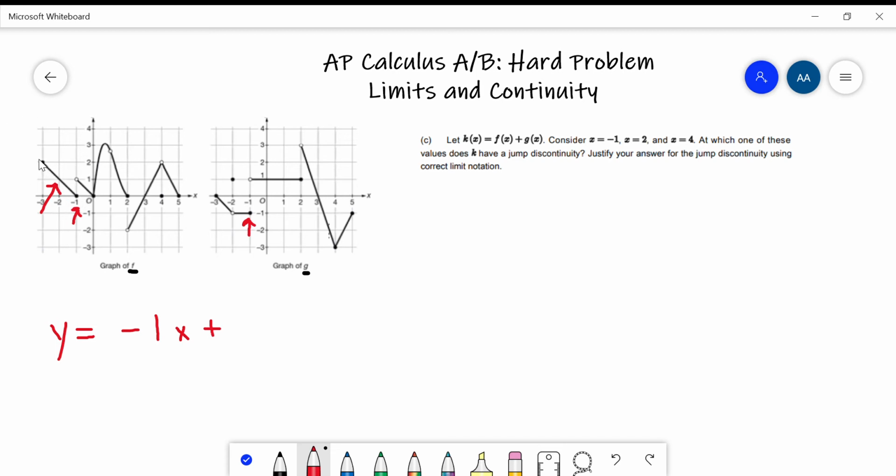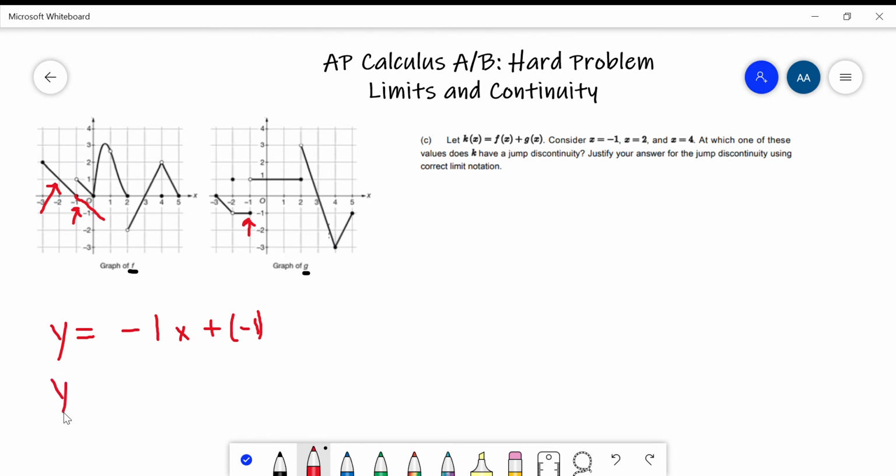And you'll notice that if this line were to just keep going, it would eventually hit the y-axis right here, at -1, as b. So in y equals mx plus b, m is going to be -1, and b is going to be -1 as well.